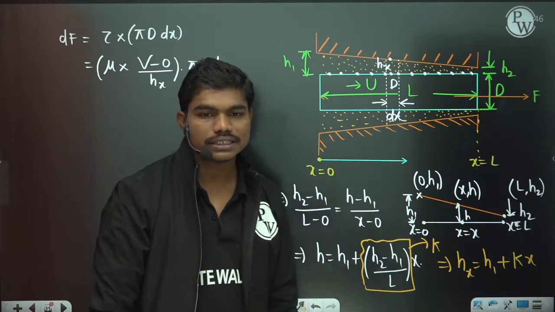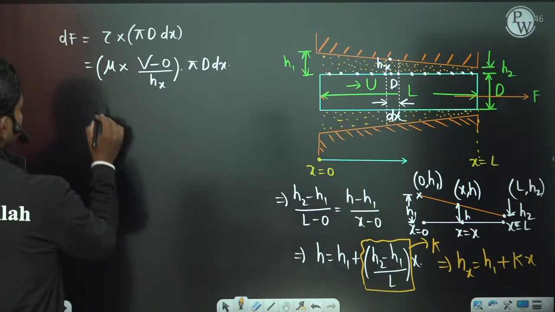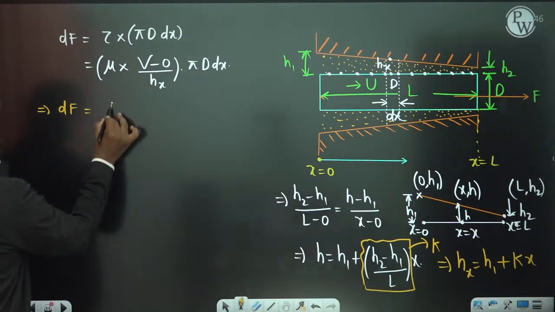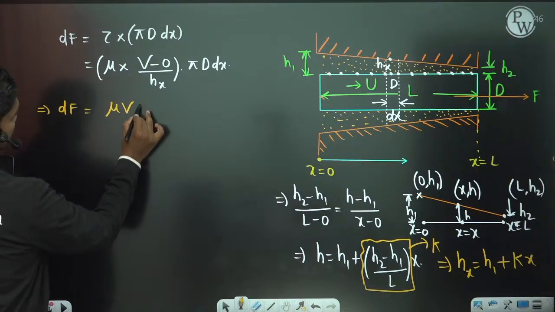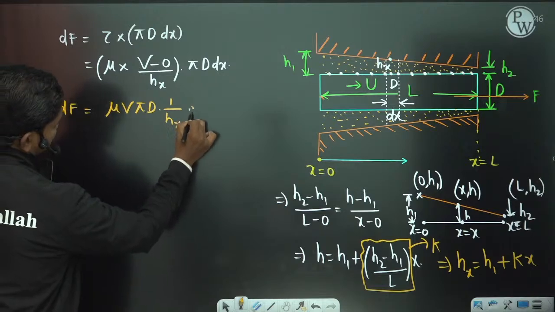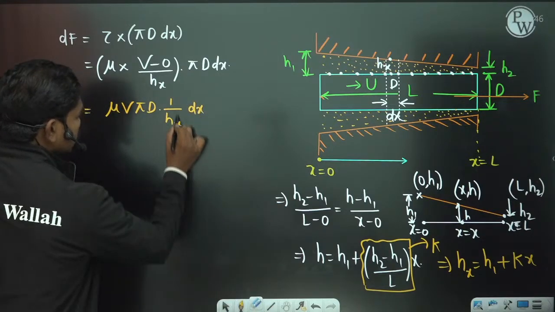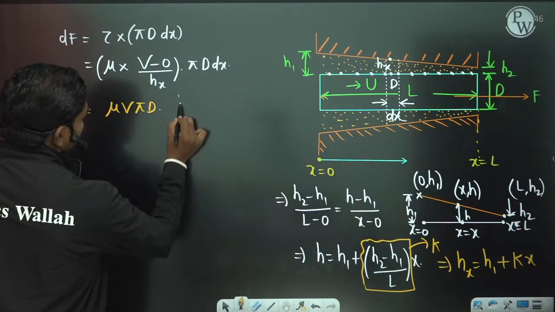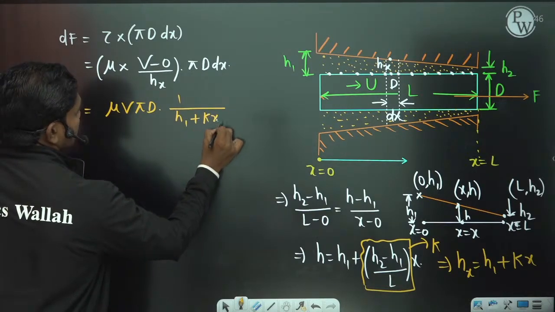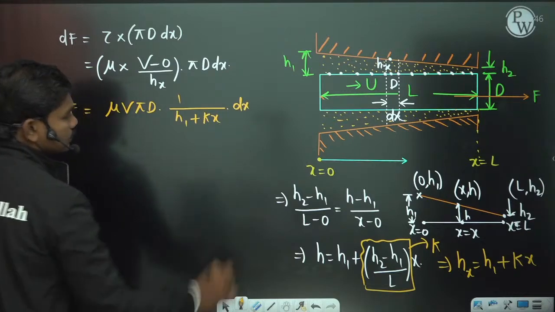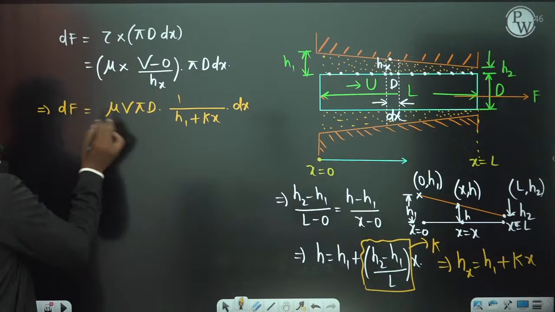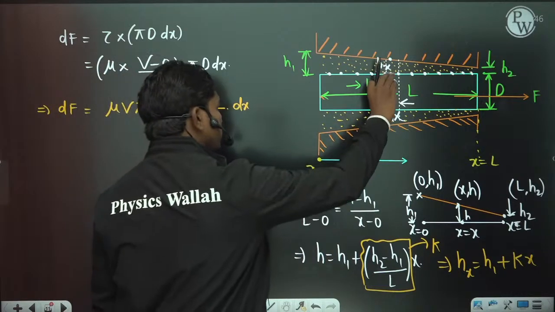Okay, so if this is the clearance value, now let us see here. This implies dF is equal to mu V pi D into 1 by h(x) into dx, where 1 by h(x) can be written as 1 by (h1 plus kx) into dx, correct? Yes or no? Please tell me, we can write this. So now this is the small elemental force which is required to pull this small section.